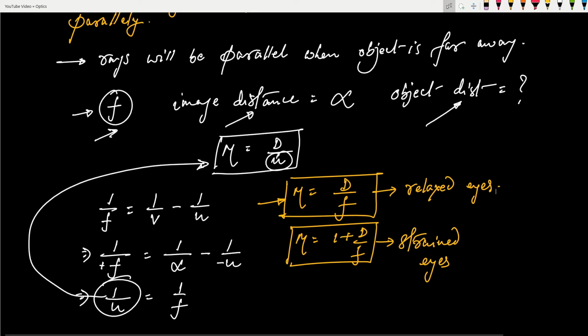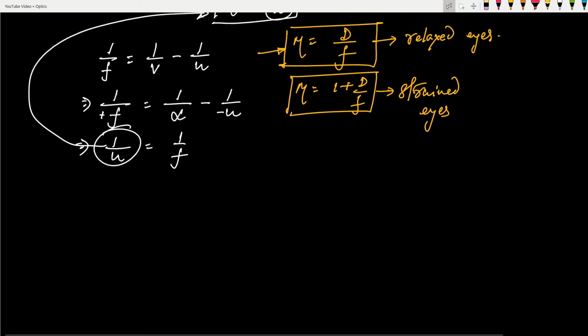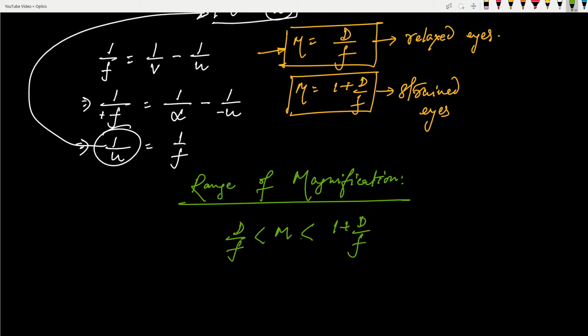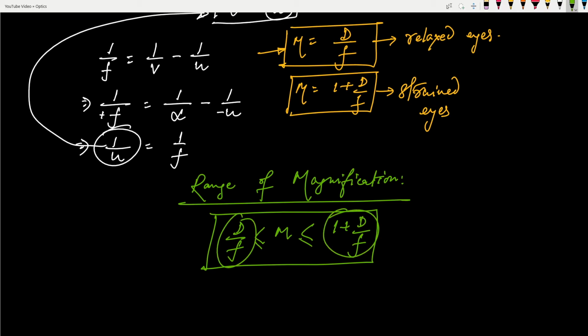Okay, so once we've established this, a little bit is just left, that is the range of magnification. Range of magnification in a simple microscope. What is the range? The range is d by f and 1 plus d by f. Okay, so this is the range. Magnification is from d by f to 1 plus d by f, where 1 plus d by f is the maximum. So this is the range of magnification for a simple microscope.